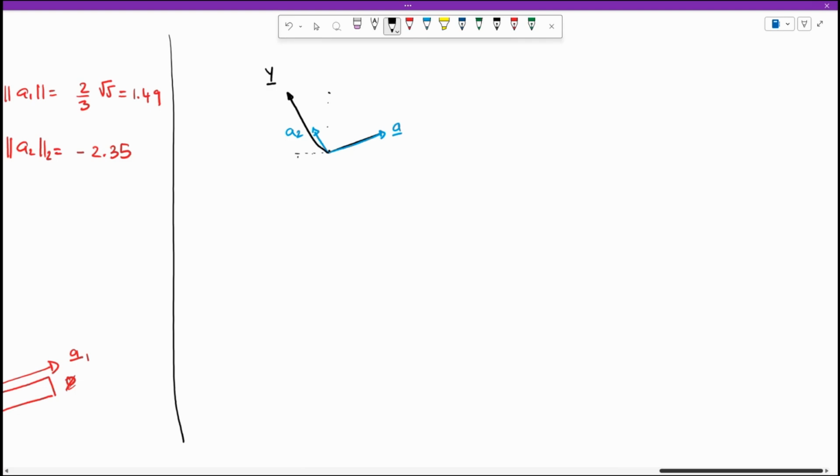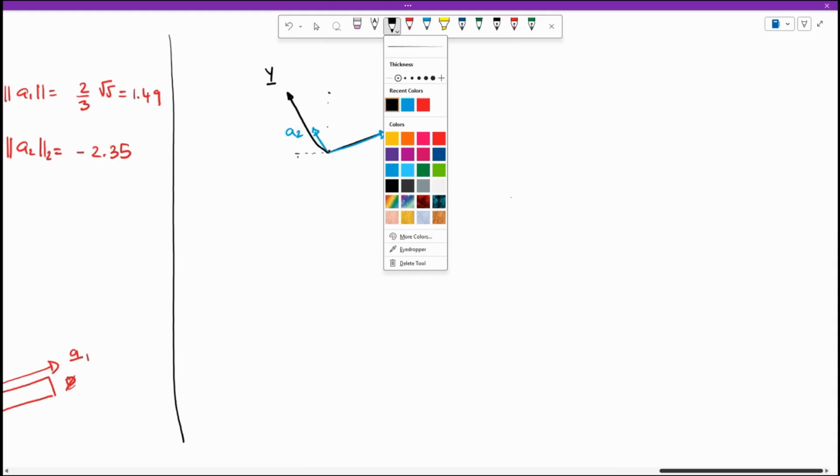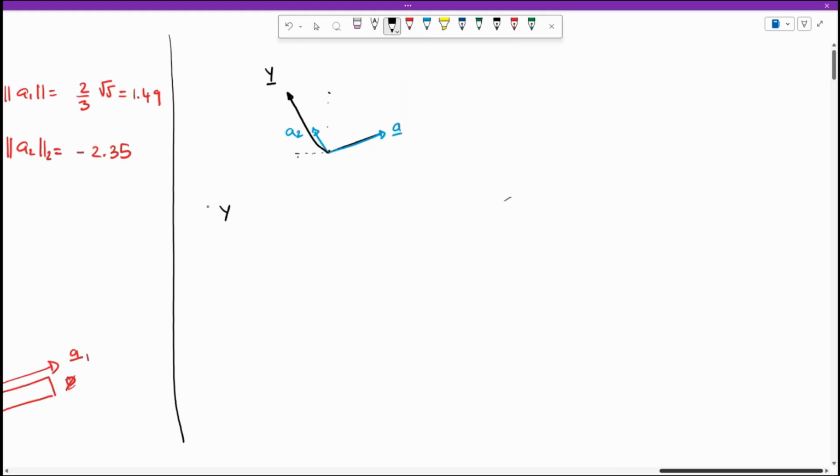Wait, let me put it like this. If you knew that YA was gamma 1 and gamma 2, okay, what would you do geometrically? Sorry? You'll take the linear combination of A1 and A2, right? But how much of A1 and how much of A2?